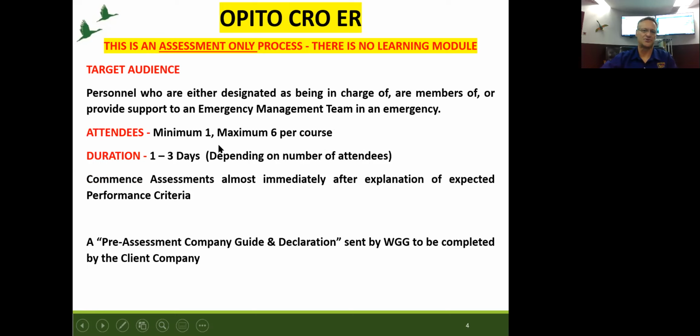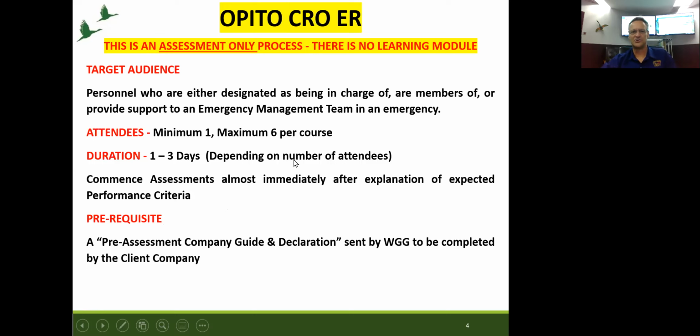You can see how this is a trending item. The duration really depends on the number of attendees. Again, as soon as they arrive to the class, we go through the performance criteria and then straight into the assessment process. In terms of a prerequisite, just like the OEMCE, a pre-assessment company guide and declaration that we send to the client must be completed and returned. And that's our confirmation that that delegate is ready to undergo the assessment process.